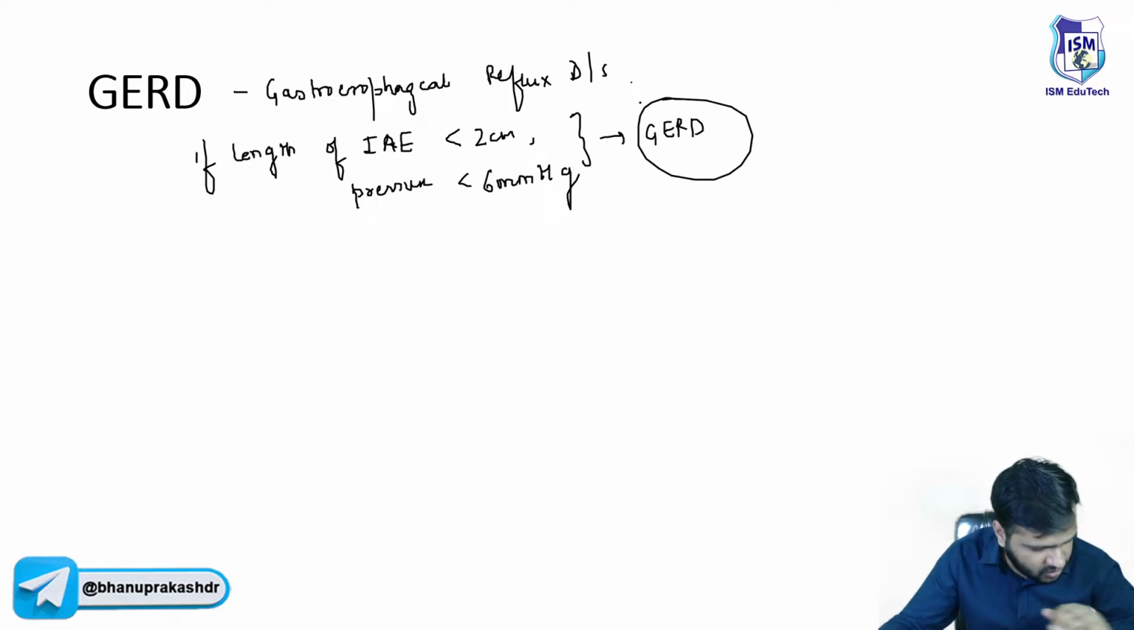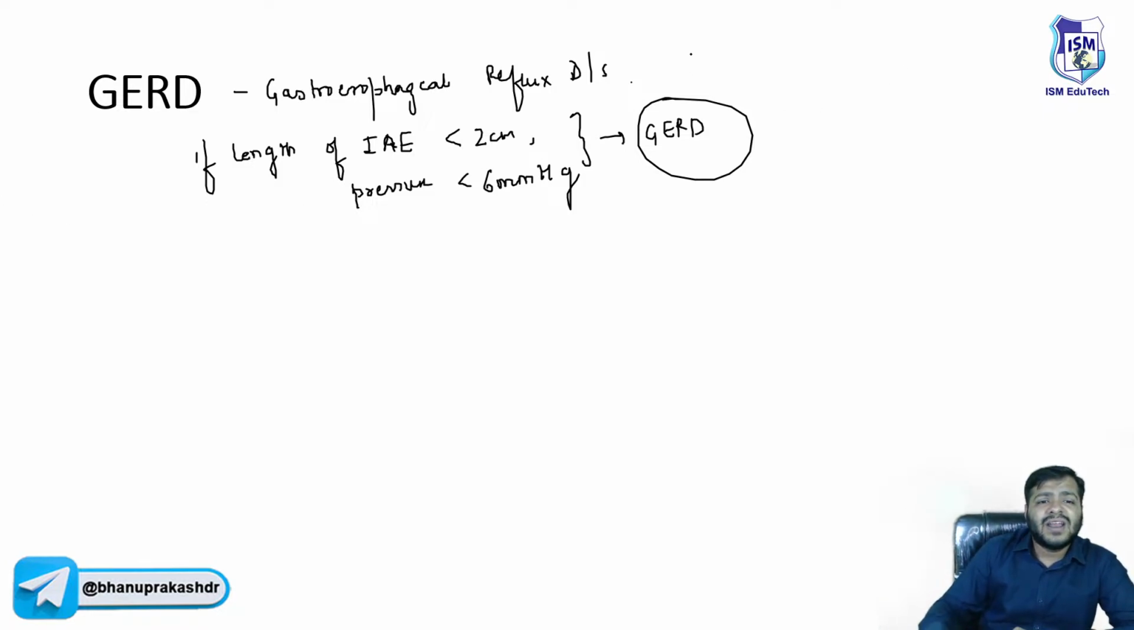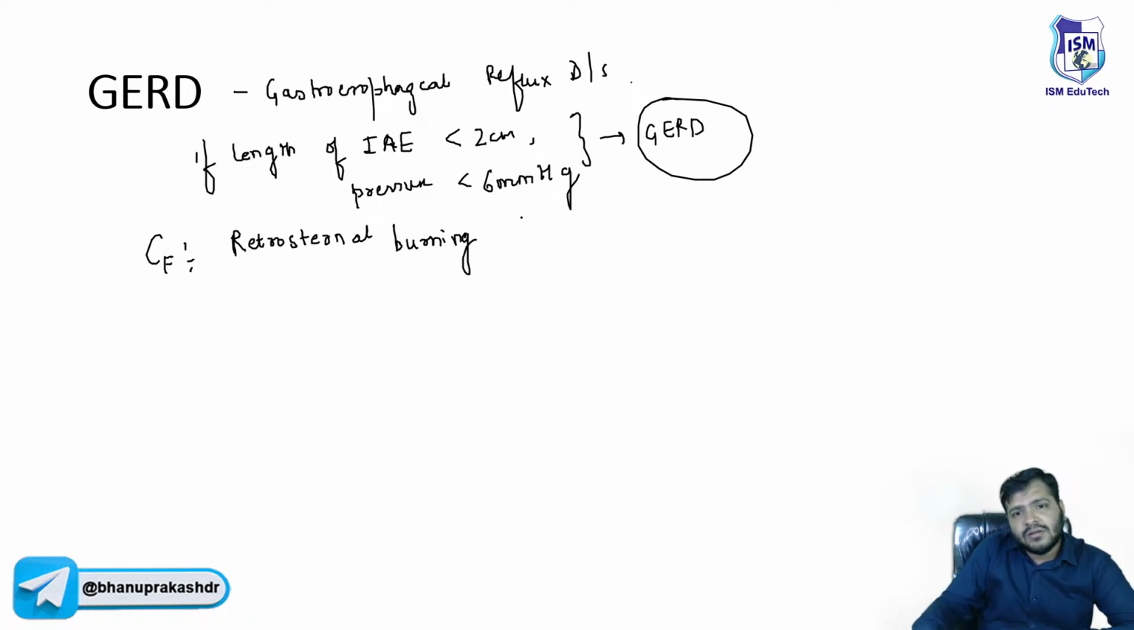What is the normal pressure? It is 8 to 25 mm of Hg, right? If the pressure is less than 6 mm and the length of the intra-abdominal esophagus is less than 2 centimeter, then yes, there is an increase in transient lower esophageal sphincter relaxation. Now, what are the clinical features? There will be heartburn, a retrosternal burning sensation in the chest.